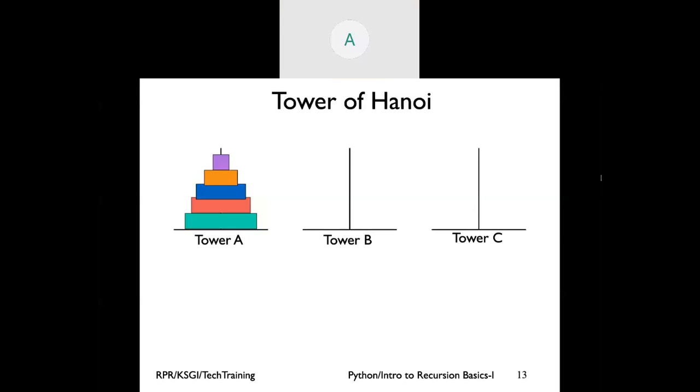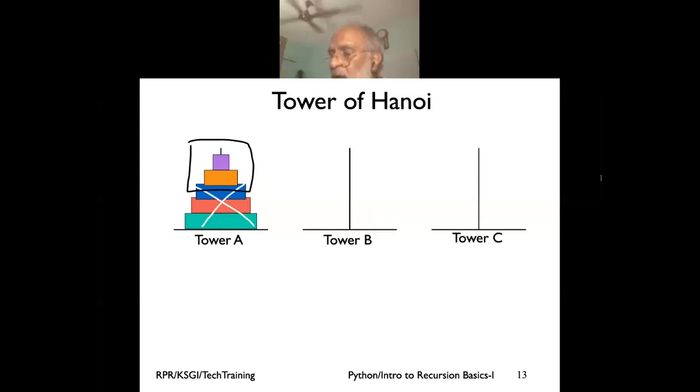So could you just repeat again? Let's say I have only 2 disks to move, not the 5 disks. And I need to move these 2 disks onto tower B using the rules of the game. The rules are: I can move 1 disk at a time, and I cannot place a larger disk on top of a smaller disk. So how to move these 2 disks to tower B?